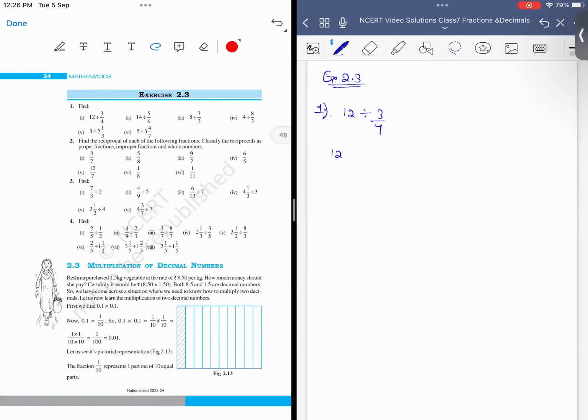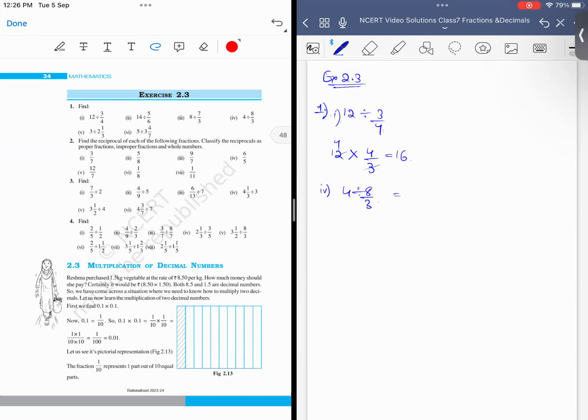The first thing was, division changes to multiplication and we reverse the second fraction, that is 4 by 3. Now we can factor out 3 and 12 4 times. So the answer is 16. Okay, so likewise, the process was this. Talking of the fourth question, divide 8 by 3.